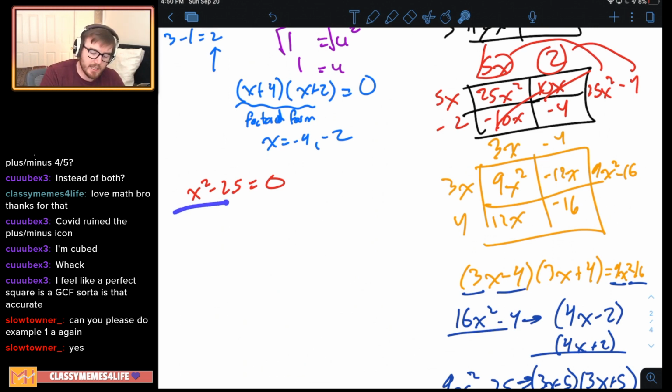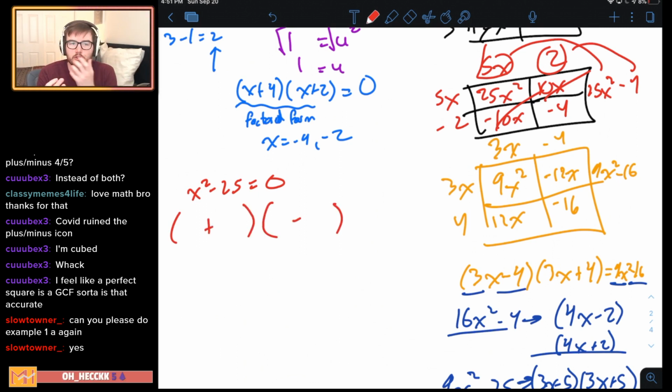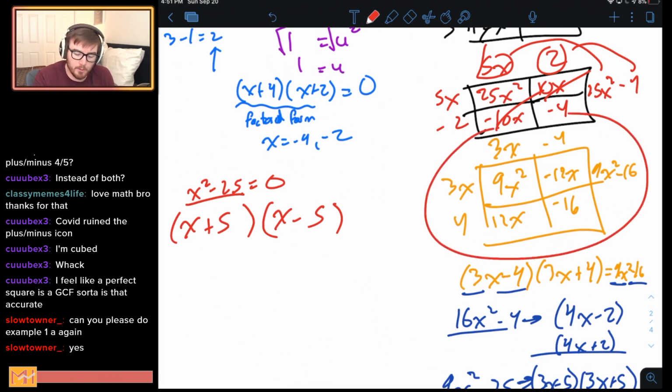So when I look at this and I'm like, how do I split it up? How do I factor it? Well, I know that those factors got to be a plus and a minus, because there's no middle term. So I look at this and I go, these are perfect squares. X plus 5 and x minus 5. X times x gets me x squared. 5 times negative 5 gets me negative 25. I'm just doing this in reverse.